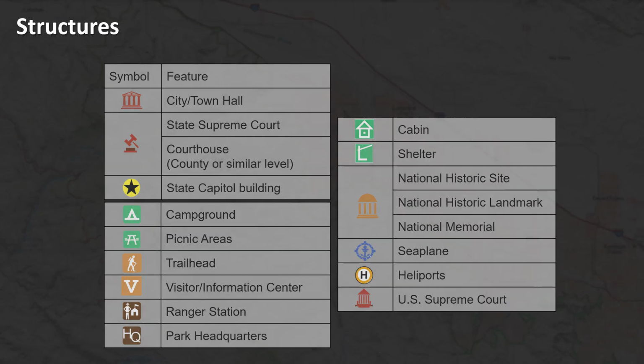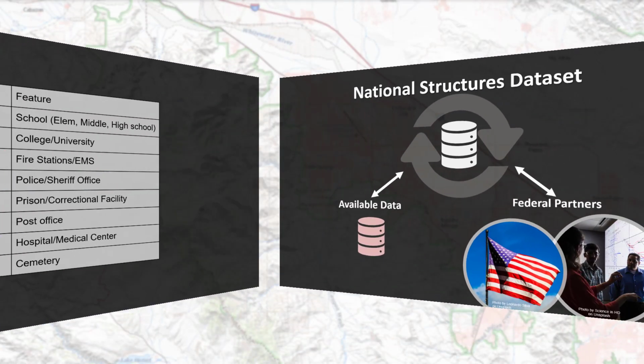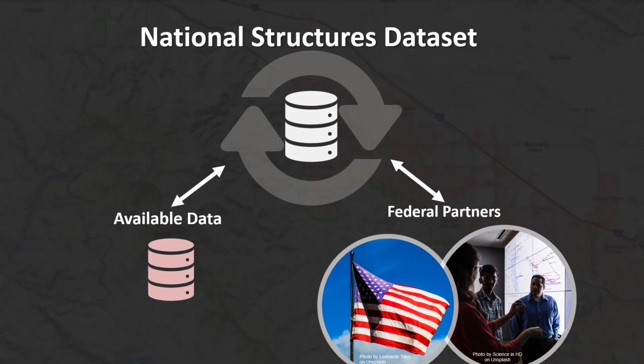A subset of structures shown here have been identified to be of major importance to the production of U.S. topomaps. The USGS is continuously working to identify authoritative data sources to expand the National Structures Dataset. Maintenance of the structures database is continual and varies according to agreements with partners and data availability. Certain features are revised based on updates from a variety of partner data.